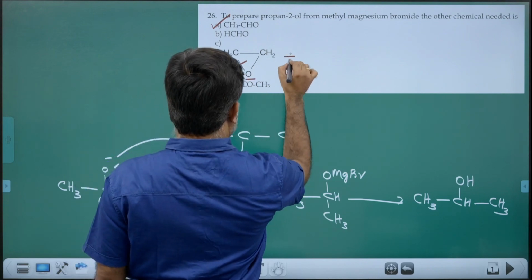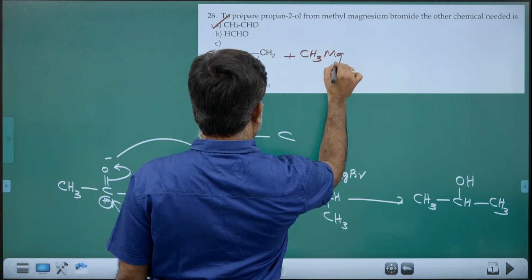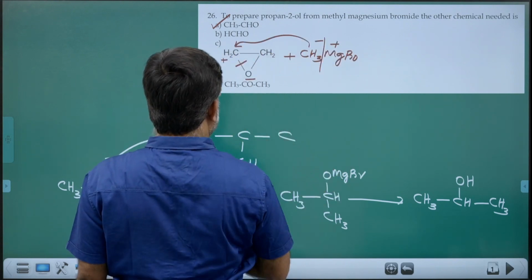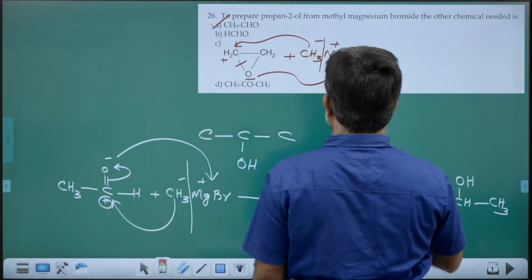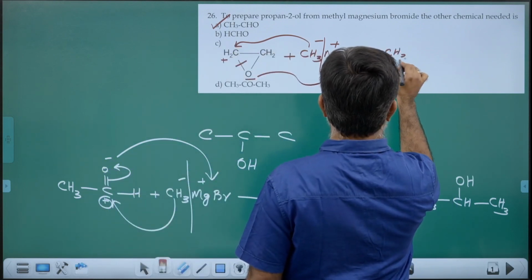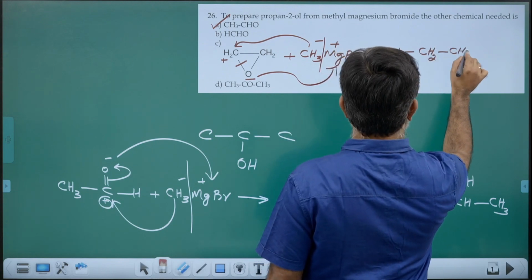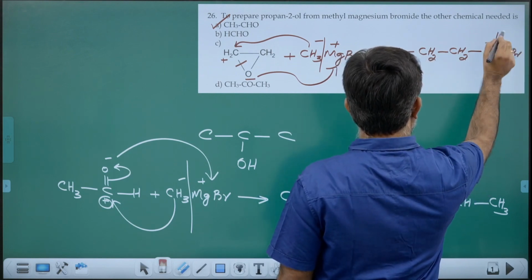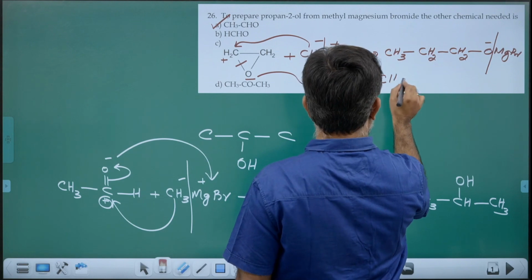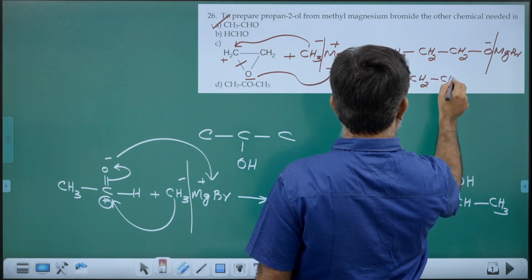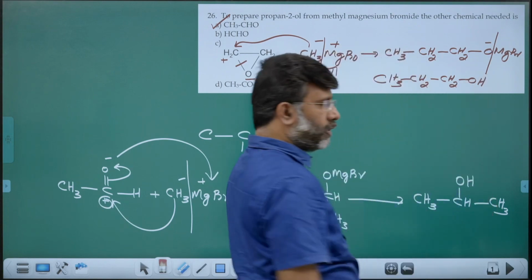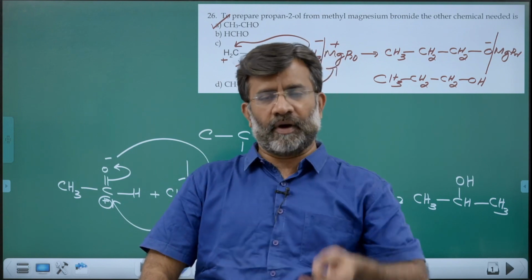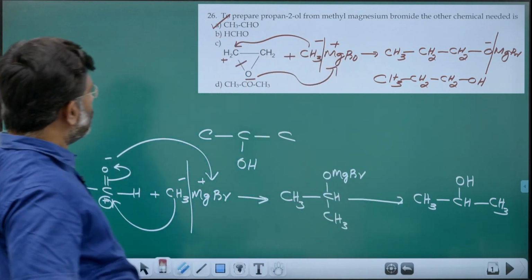Minus and plus, and you are treating with CH3MgBr, splitting as plus and minus. This minus will get connected here and this will be interacting with that. You get CH3CH2CH2OMgBr, which upon hydrolysis is converted to a primary alcohol, CH3CH2CH2OH. You are getting a primary alcohol, that is propan-1-ol. We want a secondary alcohol, so the answer is the first one. Next question.